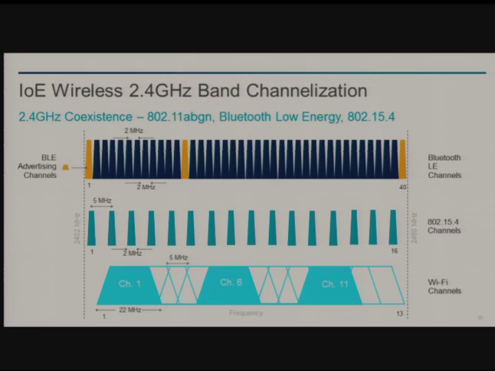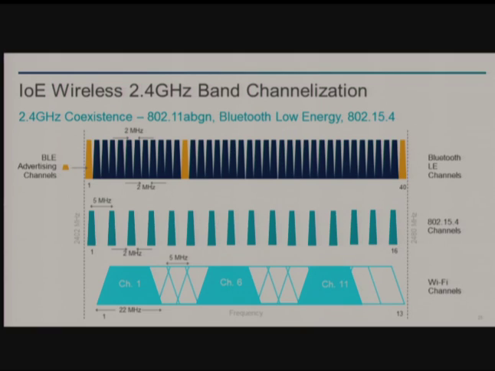So this is an example of how these spectrums are channelized. Bluetooth has like 40 carriers, and it has 3 advertising channels, which it uses as part of its coexistence, and it frequency hops. So it's hopping around, and the devices all sync to one another. So it has pretty good coexistence. It tends to avoid areas where the other PHYs are at a given time.